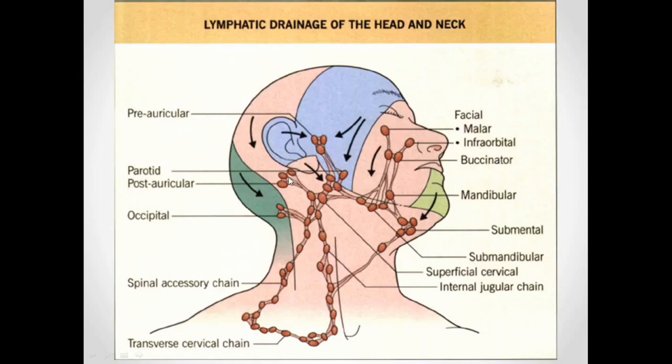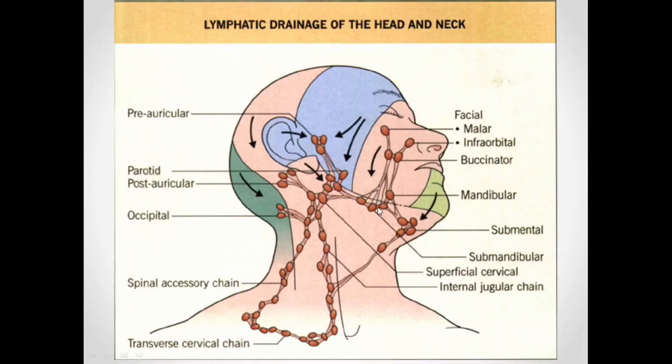Then the mastoid, post-auricular. Here is the post-auricular lymph nodes, which drain the back of the auricle, and also the lateral side of the scalp.